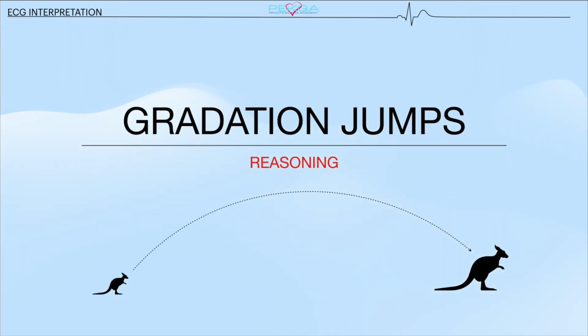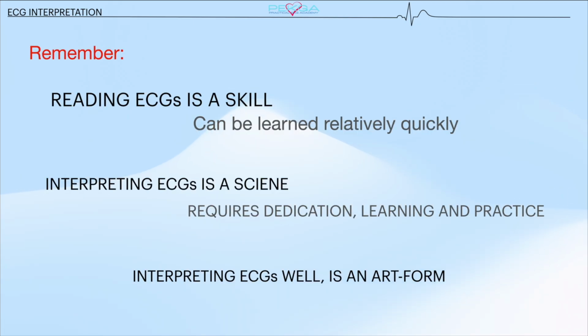Now, why is there such a huge jump when it comes to expertise levels? Well, first of all, we only used 4 of them, right? If we used 100 of them, there'd probably be small increments, but well, I'll explain that in just a second, but remember, ECG is a skill, right? So reading ECGs is a skill that can be learned relatively quickly.